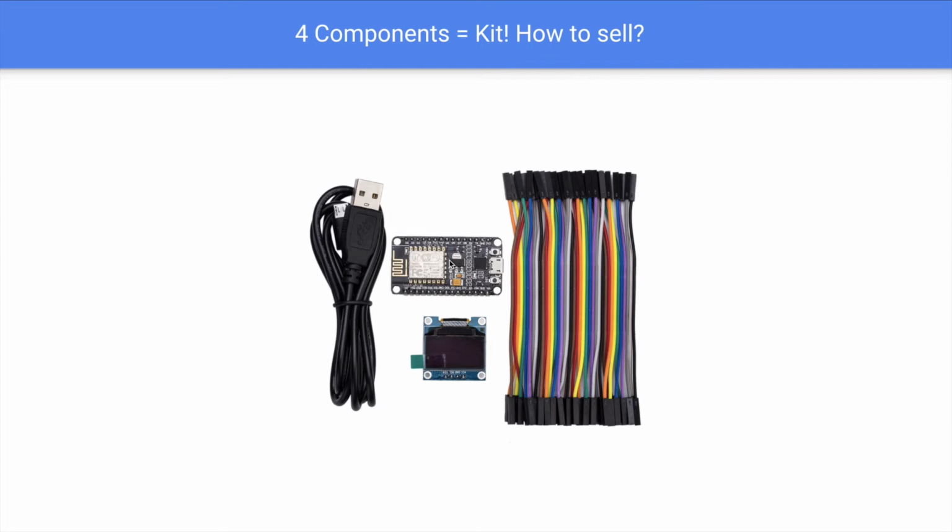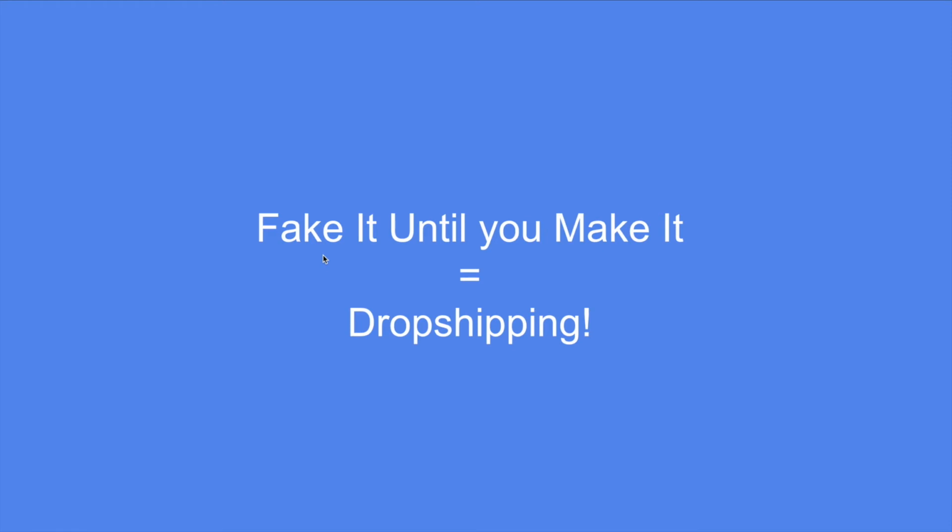So again, we have 4 components and we decided to build a kit, but how do we go on with this? So maybe we don't really have to build our own product. Maybe there's an easier way. Do you know the sentence, fake it until you make it? I like it very much because it expresses the way I like to work in this internet business. It means that you just pretend with something until you know that it works, or until you have enough time and resources to actually build it properly.